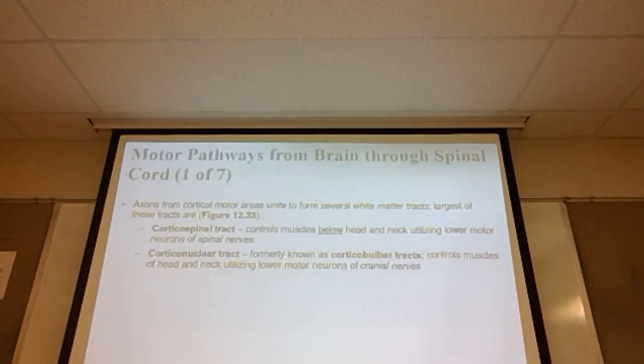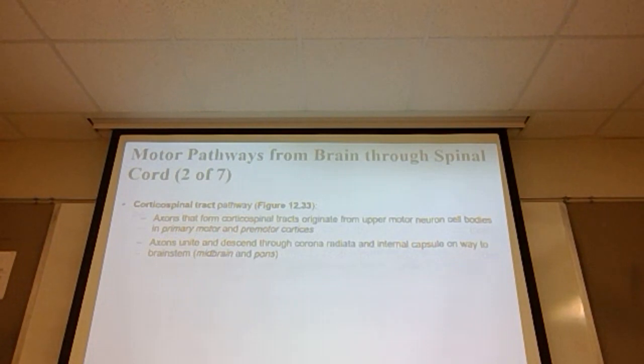The axons from the cortical motor areas unite to form several white matter tracts. The largest of these tracts are the corticospinal tract, which controls muscles below the head and neck, utilizing lower motor neurons of the spinal nerves, and the corticonuclear tract, formerly known as the corticobulbar tracts, which control muscles of the head and neck, utilizing lower motor neurons of the cranial nerves.